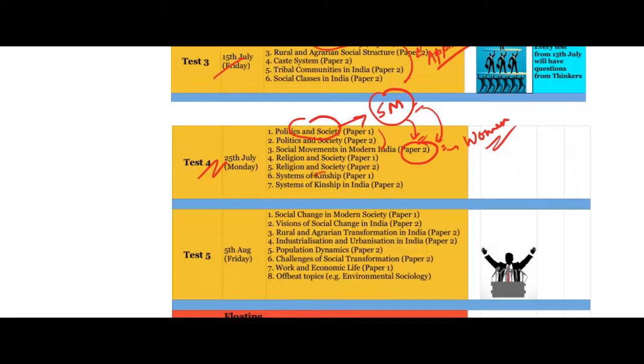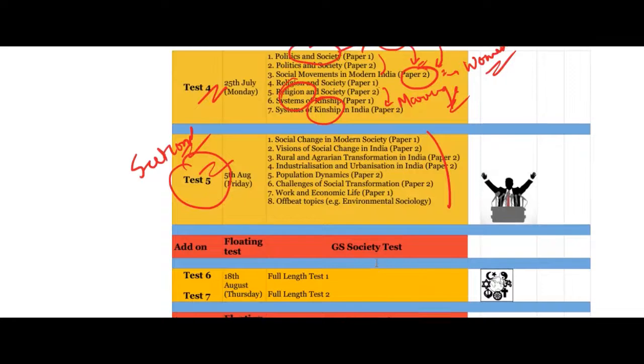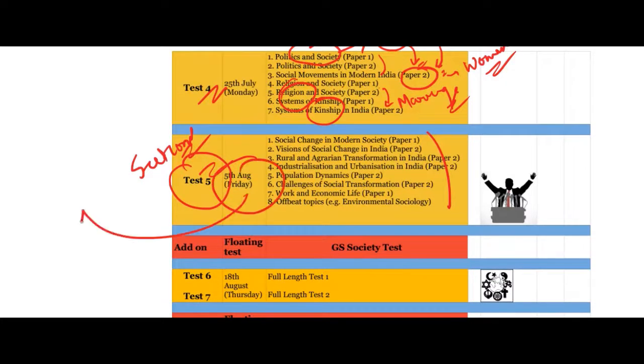Then we have systems of kinship and religion. Religion has an impact on marriage, rituals and all, so we have clubbed it together. And then test 5, the final test of the sectional part, deals with the remaining topics of paper 1 and paper 2. So by 5th of August, you have completed the first iteration.